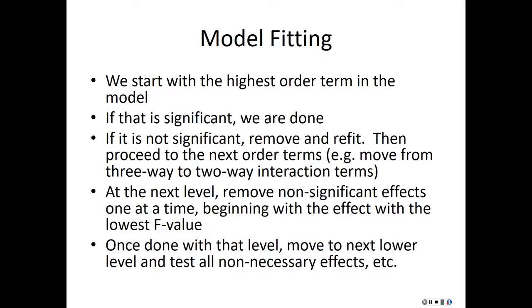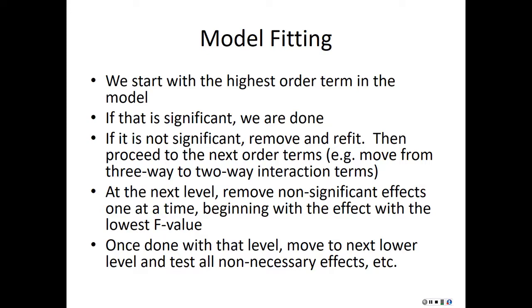And when we do this backward elimination procedure, you'll see we always remove one effect at a time. And we do it in such a way that we always remove the most non-significant effects, so the ones with the lowest F values, which will also be the highest p-values. And we only do one at a time because every time we remove an effect, where does it go? It goes back into the error term.